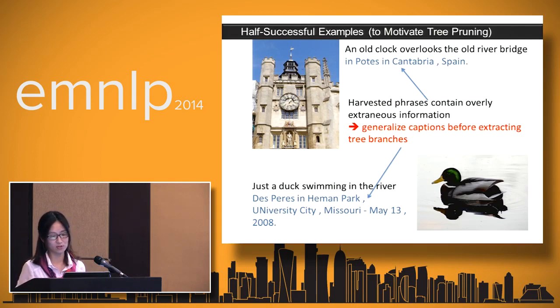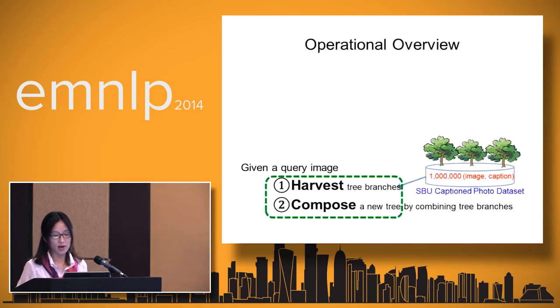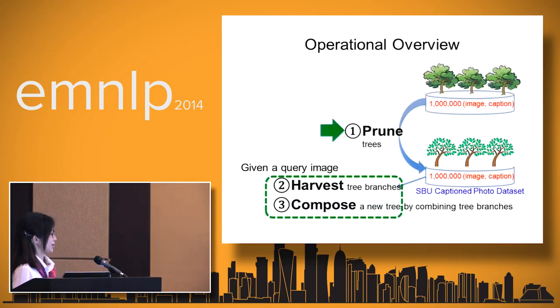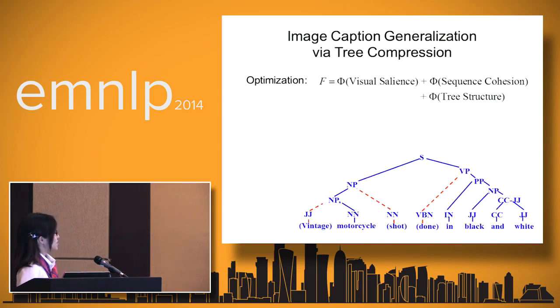So the observation here is that these harvested phrases naturally contain too much noise, so we want to reduce it. Before harvesting tree branches, we are going to clean up the forest first by pruning tree branches a lot, and then we can repeat the same thing that we've done so far. To do that, we model this task as image caption generalization, and then we do tree compression for this. There could be different ways of doing it, but we've done it this way.